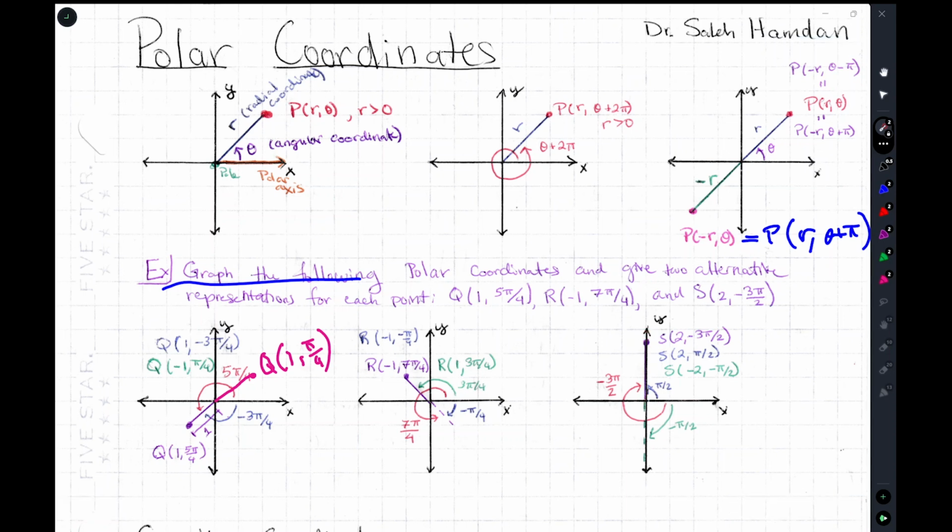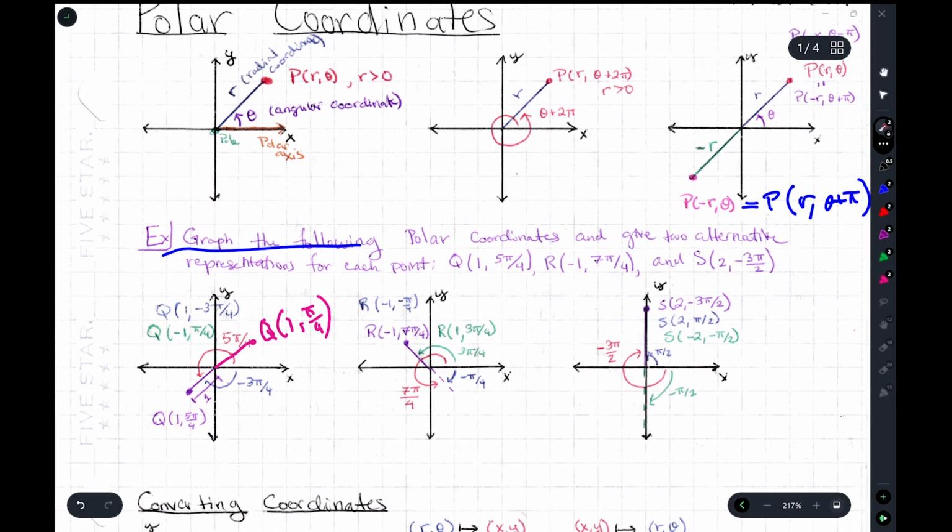Well, we could represent this as S, 2, plus pi over 2. Okay, so winding counterclockwise instead of clockwise. Or we could wind down minus pi over 2, so go clockwise pi over 2, and then flip the sign of the radius to end up in the point opposite relative to the pole. Okay, so several representations there.